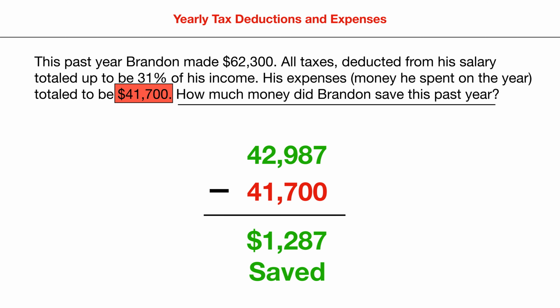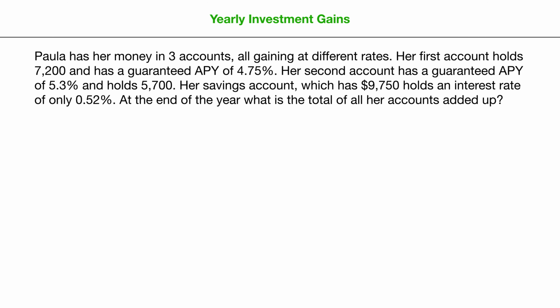We're going to move on to the second type of question you're going to encounter, and that's ones about yearly investment gains. Again, the names and numbers will be different, but you're going to be doing the same type of question. So let's look at this one. Paula has her money in 3 different accounts at different rates. Her first has $7,200, gaining APY of 4.75%. Second account has guaranteed APY of 5.3% and holds $5,700. Her savings account, which has $9,750, holds an interest rate of only 0.52%. Again, most regular savings accounts have very, very small interest rates. At the end of the year, what is the total of all of her accounts added up?